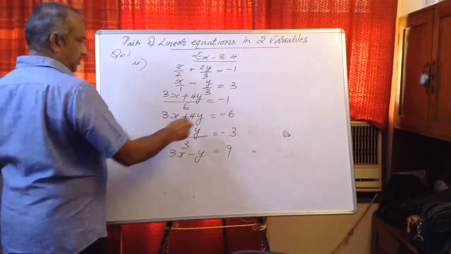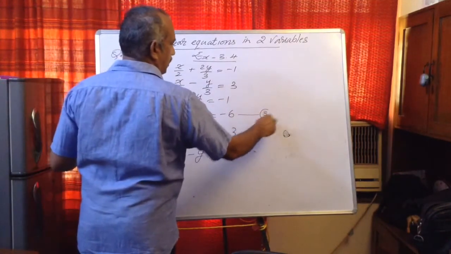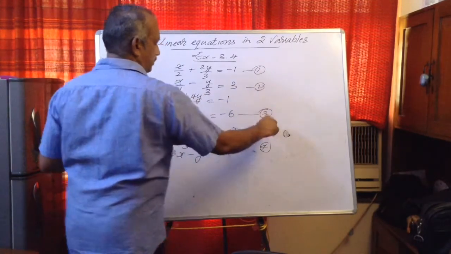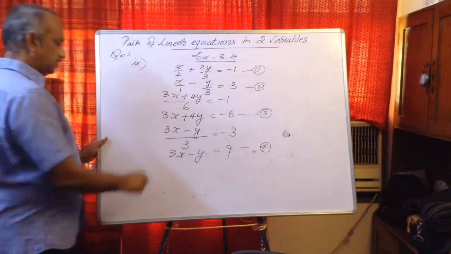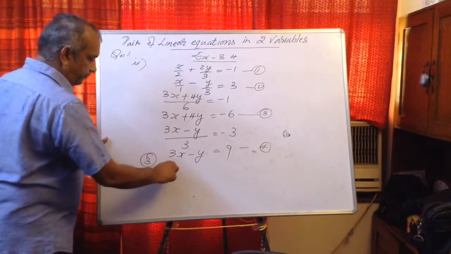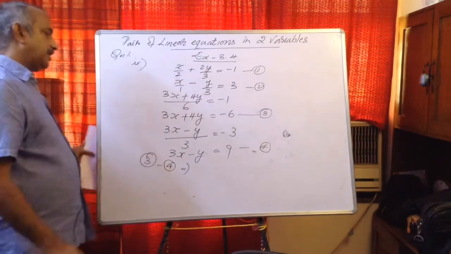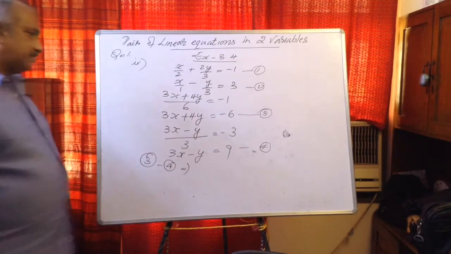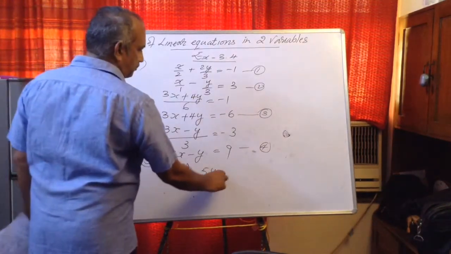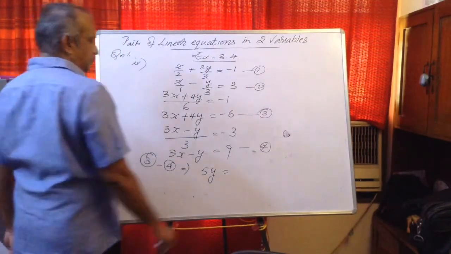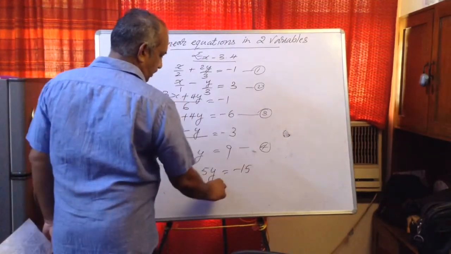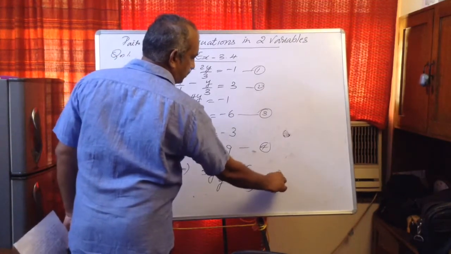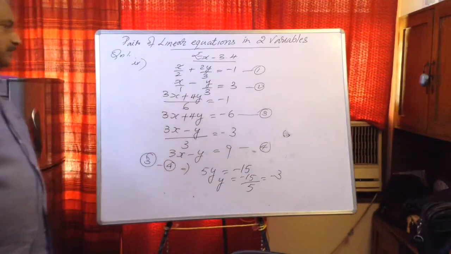I'm going to keep them as 3 and 4, since I named the earlier ones 1 and 2. Now 3 minus 4 gives: 3x minus 3x cancel, 4y minus minus y, 4y plus y. 5y is equal to minus 6 minus 9, minus 15, or y is equal to minus 15 upon 5, which is equal to minus 3. So we get y is equal to minus 3.